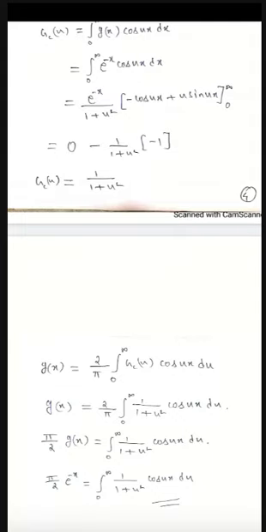g of x is equal to 2 by pi, 0 to infinity. In the place of gc of u, already we found, we can write it as 1 by 1 plus u square cos ux du. So if you cross multiply, then pi by 2 into g of x will come. Finally, in the place of g of x, I can write e power minus x. Hence, we found integral 0 to infinity 1 by 1 plus u square cos ux du is nothing but pi by 2 e power minus x.